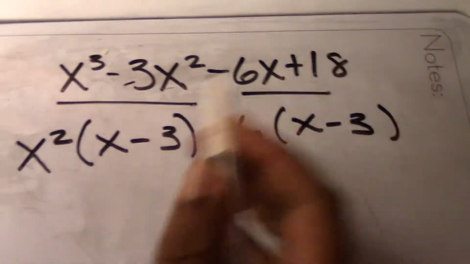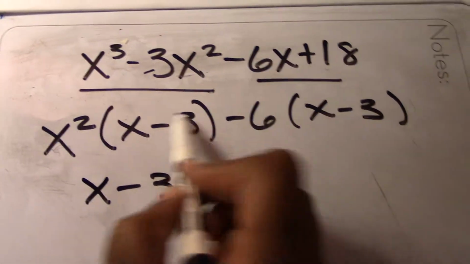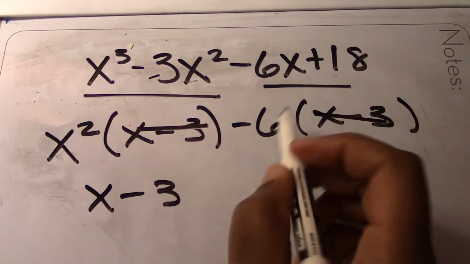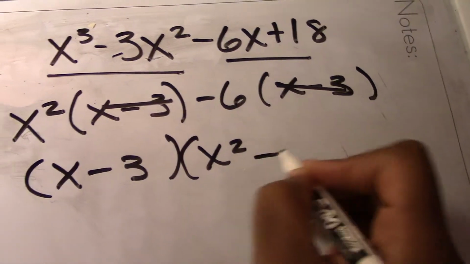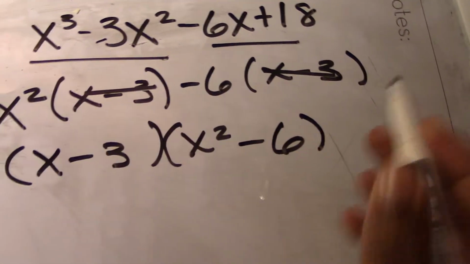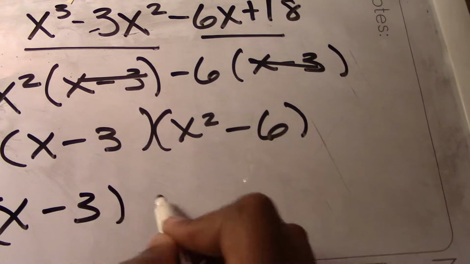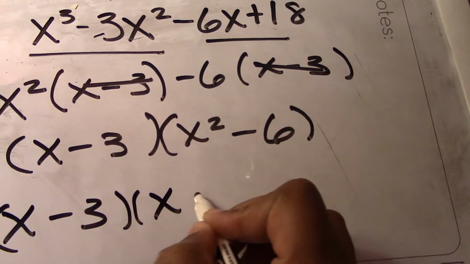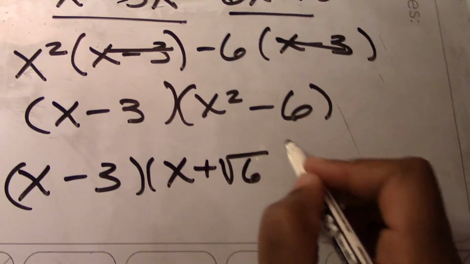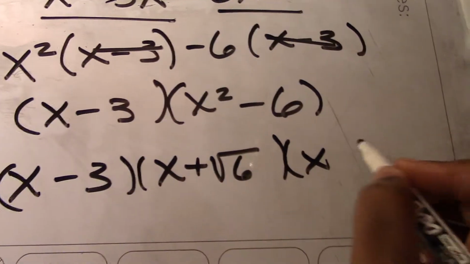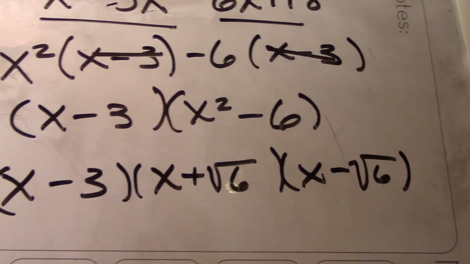Then once you have these two factors, you take out the x minus 3 because that's a common factor in both of them. And after you do that, that leaves you with x squared minus 6. But you're not done because this is a conjugate. So you'd have x minus 3 and x plus the square root of 6 and x minus the square root of 6. And then those would be your factors to your problem.